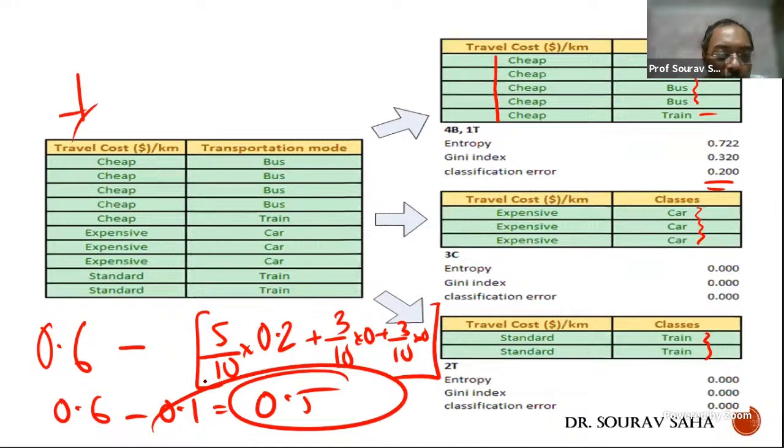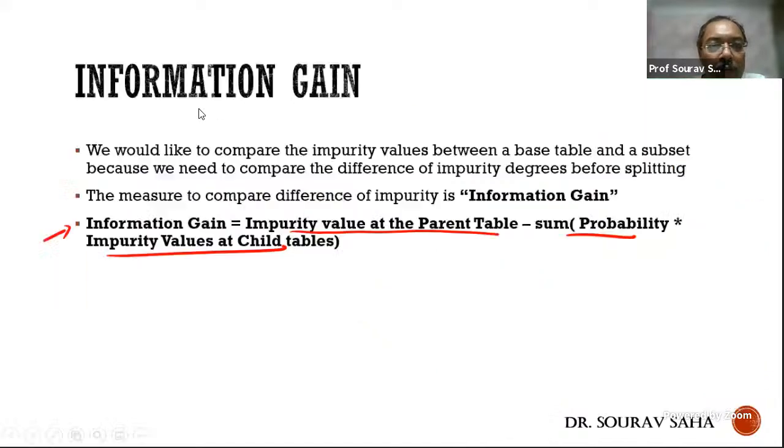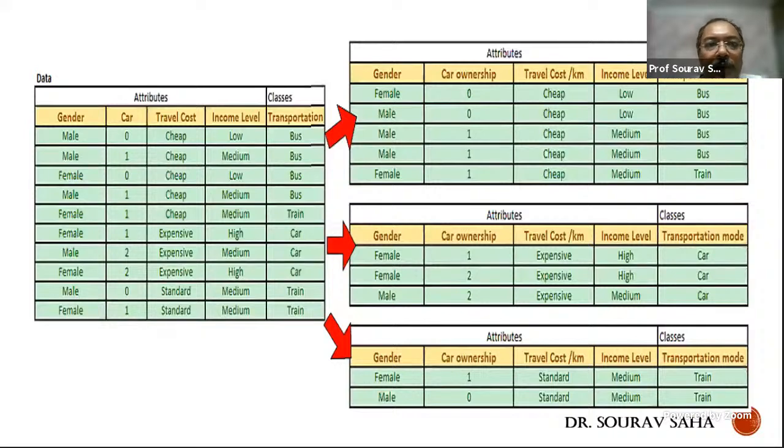All the others I'm not showing, but this is how it has been calculated. So I hope you understood, Pinkesh and all the other people. Quickly, yes. Okay. So I am done with splitting via the travel cost. Now the other variables which are remaining are gender, car ownership, and income level. So already this has become homogeneous. After the split, I don't need to do any further splits of this, already homogeneous.